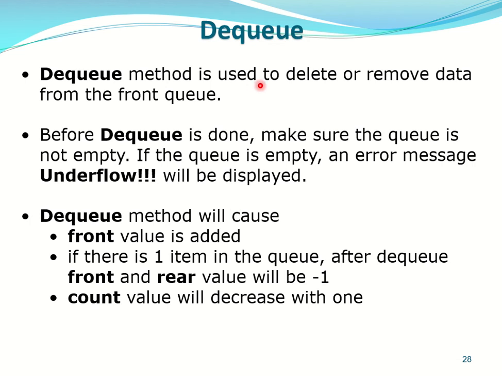For dequeue, it is to delete or remove data from the front of the queue. Before dequeue, you make sure the queue is not empty. If the queue is empty, then you need to display underflow. What will dequeue do? Front will be increased. If there is one item in the queue, after dequeue, the front and rear values will be -1. And remember the count value has to decrease by 1, because dequeue removes an item from the queue.